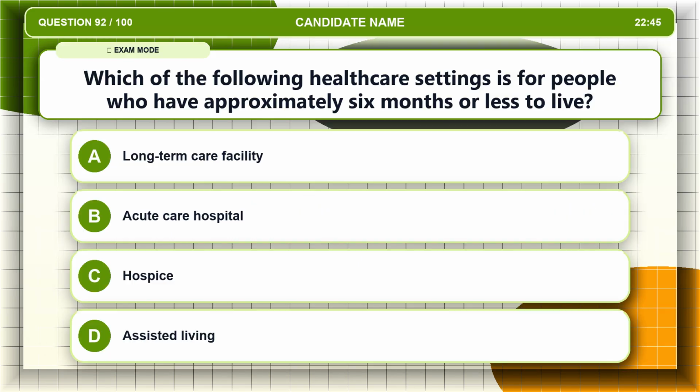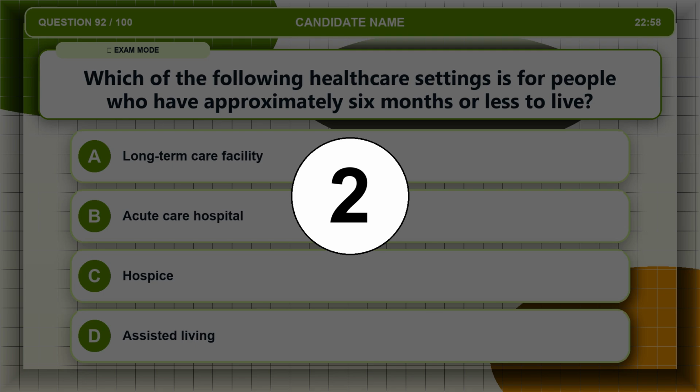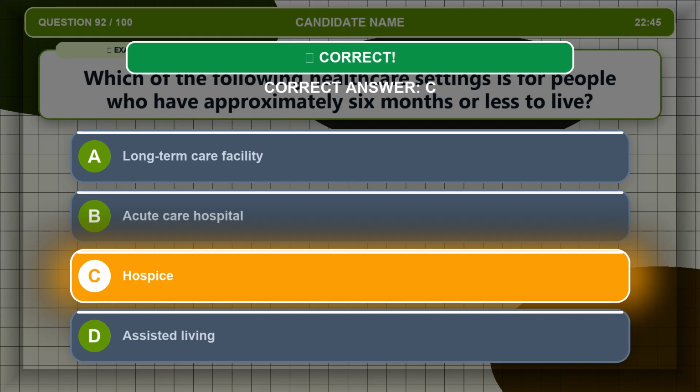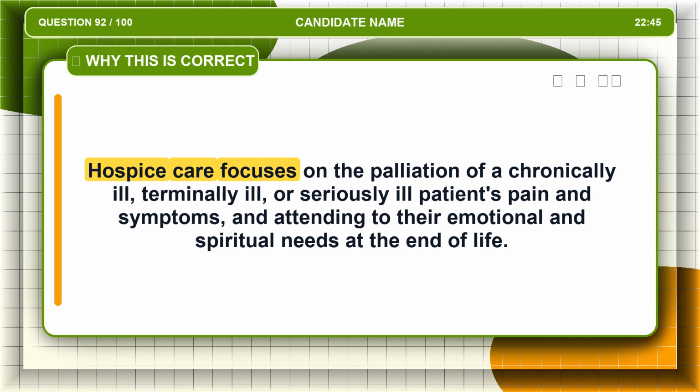Question 92. Which of the following healthcare settings is for people who have approximately 6 months or less to live? Option A, long-term care facility. Option B, acute care hospital. Option C, hospice. Option D, assisted living. The correct answer is option C, hospice. Hospice care focuses on the palliation of a chronically ill, terminally ill, or seriously ill patient's pain and symptoms, and attending to their emotional and spiritual needs at the end of life.